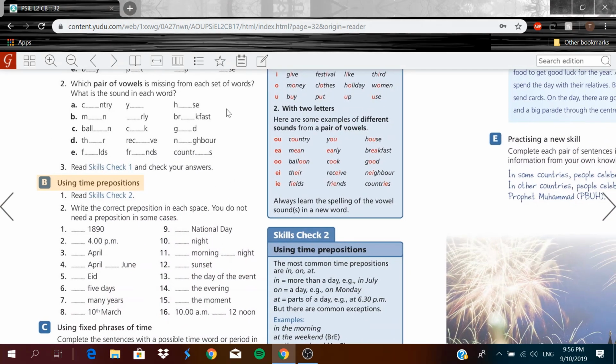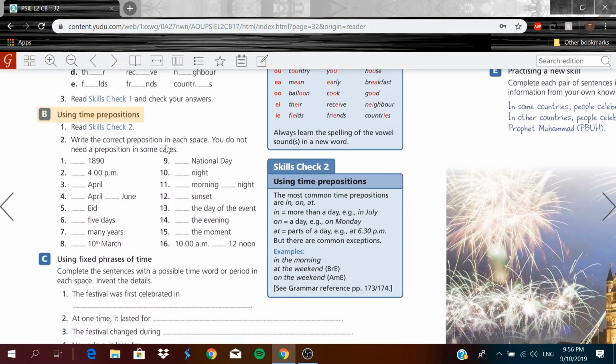Okay? Now let's go to using time prepositions. Let's just hop to the skills check 2 first. So we have the most common time prepositions: in, on, at. And these are the most common. There are obviously more, but these are what are mostly used on a day-to-day basis. And I think you guys are really familiar with time prepositions.